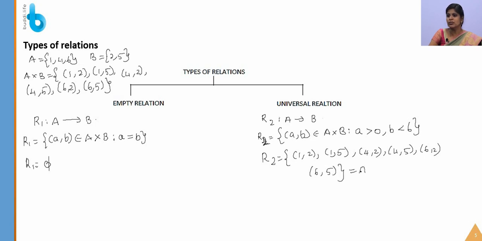Which is nothing but the Cartesian product of A cross B, right? That is, all the elements are contained in this relation. All the elements contained in this relation are equal to the Cartesian product A cross B. Therefore, R2 is equal to A cross B. Therefore, it is a universal relation. If every element in the Cartesian product is related in the relation, then the relation is a universal relation. So, that's all the types of relation. We'll move on to the next definition.